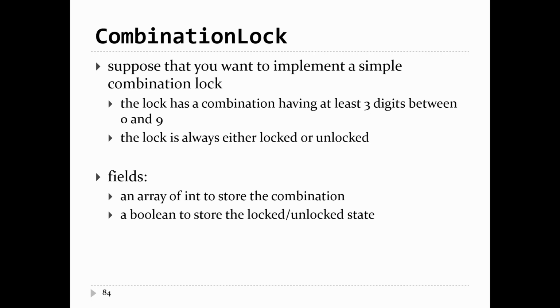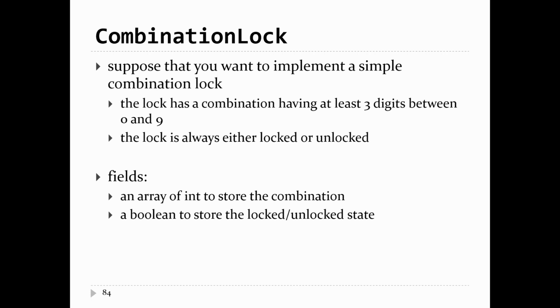All right, so I want to implement a simple combination lock class. Imagine you have a lock where it's got some dials or numbers on it, so you can change the numbers to a certain sequence, and if you enter in the correct combination, the lock unlocks. I'm going to implement one of those, like those cheap bicycle locks. It's got these dials with 10 numbers on it, and you change each dial. So each number is between 0 and 9, and you have 3 or more digits. Your lock is always locked or unlocked.